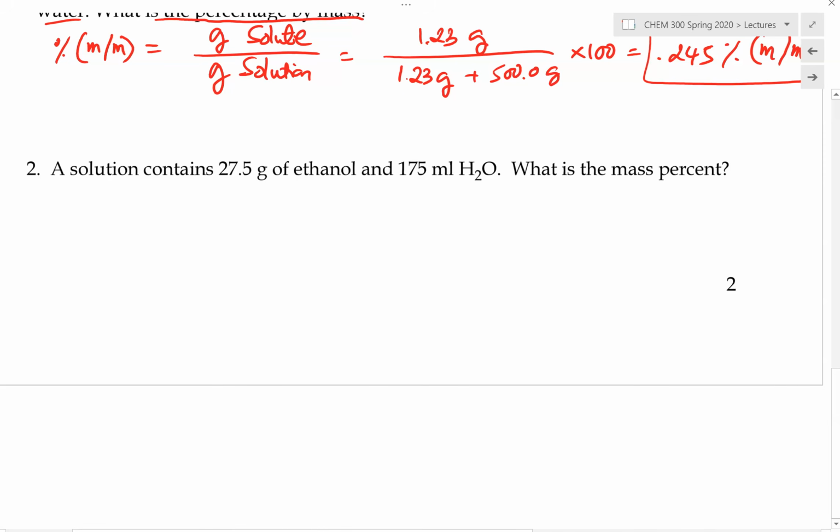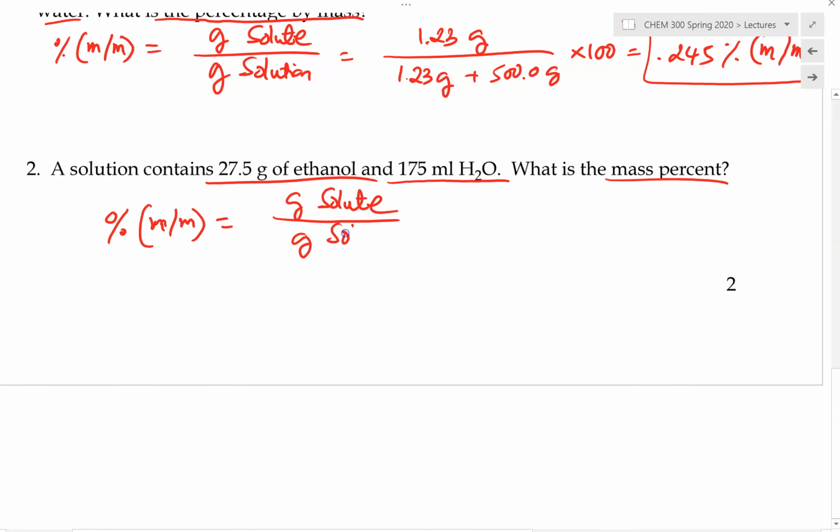So here in this case, we have a solution that contains 27.5 grams of ethanol and 175 milliliters of water. What is the mass percent? So the mass percent is the same thing as the percent by mass. They imply the same thing. So here, percent by mass, percent m over m, would then equal, again, grams of solute over grams of solution.